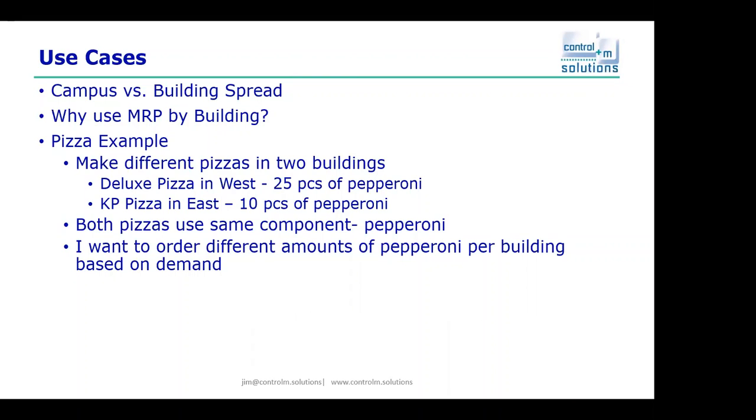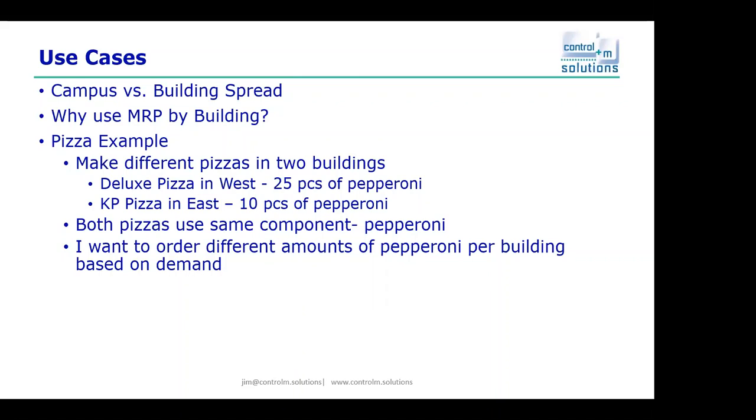What we're going to do is set up an example for you, and our example is what we call the pizza example. I don't know if you know this, but we love pizza at Control+M Solutions. So we're going to make 2 different pizzas in 2 different buildings: a deluxe pizza in our west building, and what we call a KP pizza in our east building.